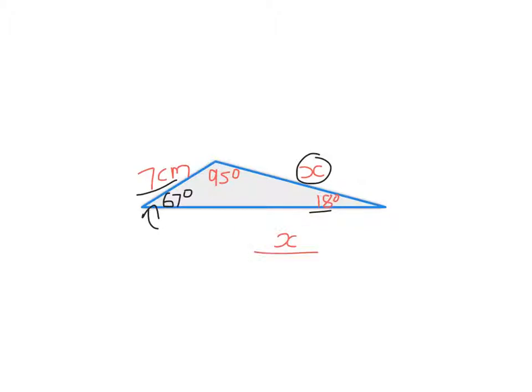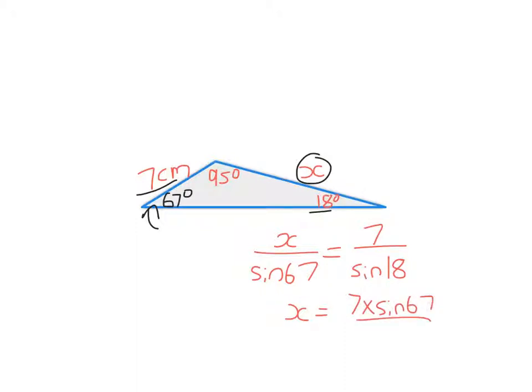Side over the sine of its opposite angle equals side over the sine of its opposite angle. Once again, I can solve this by just timesing each side by sine 67, because sine 67 is just a number. I put that in my calculator, making sure it's in degrees mode, and the answer I get this time is about 20.85. Just a quick check: this angle is larger than this, so x should be larger than 7. It is, so I know I've done something right.